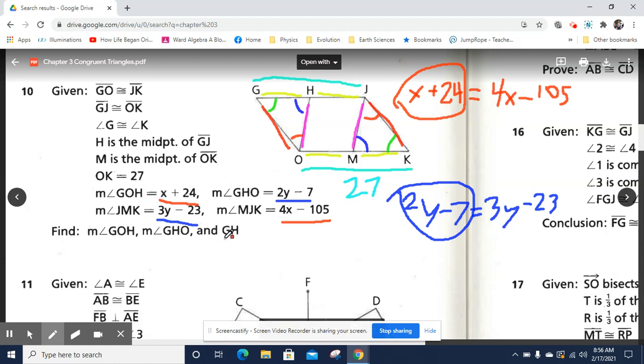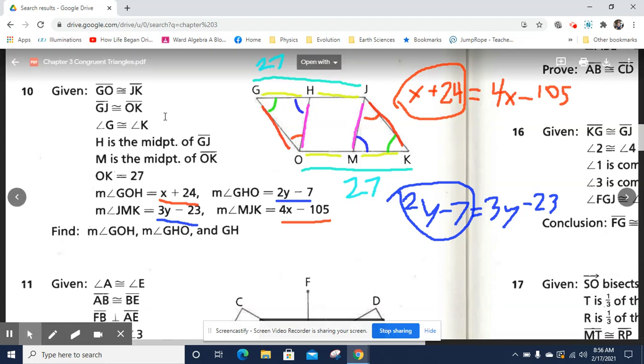Finally, we're supposed to figure out what GH is. Well, we know OK is 27, so we also know that GJ is 27, Badgers probably, and GH is half of GJ because H is the midpoint. So you just need to find out what half of 27 is. Now, I'm not going to give away all the answers, but I think I've given you what you need to solve this at this point.